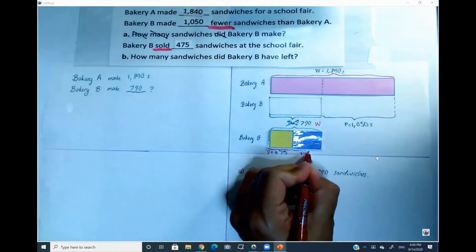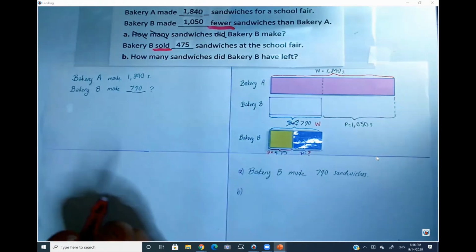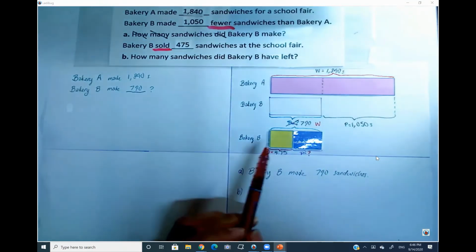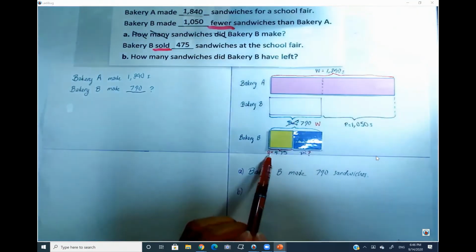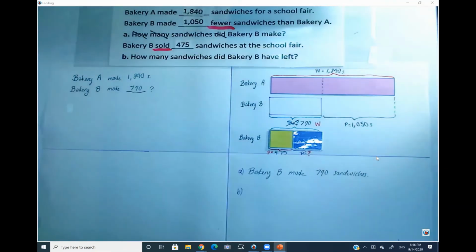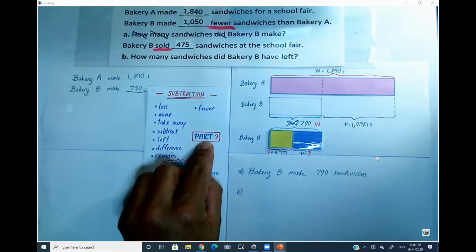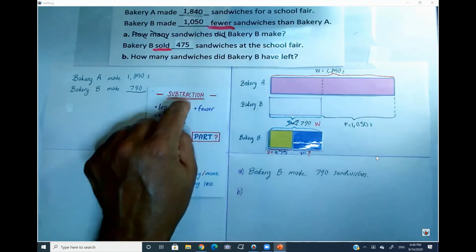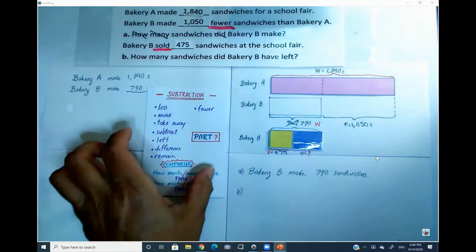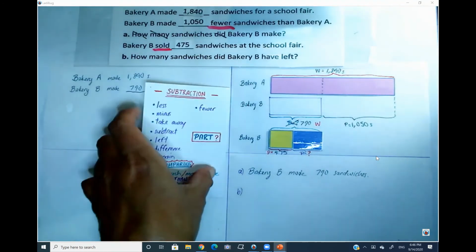We don't know how many they have. And we have the same model. Now we're looking... We have the whole, we have the part, and we're missing a part. And remember again, when we're looking for the part, we have to do subtraction. So we need to make a new subtraction this time.